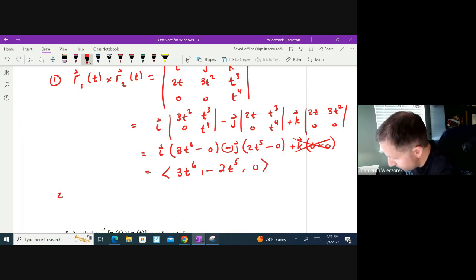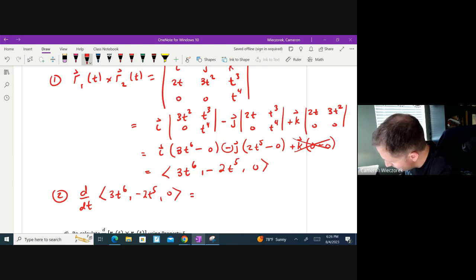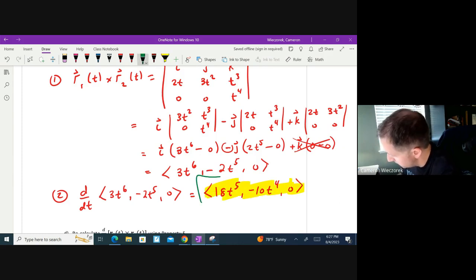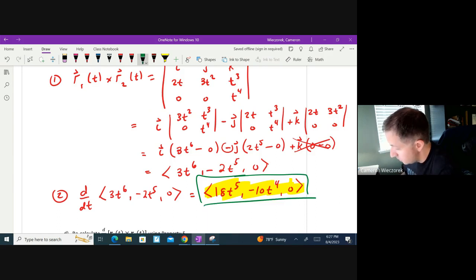And taking the derivative, so d/dt of that vector, 3t to the 6th, negative 2t to the 5th, 0. Taking the derivative component by component would be 18t to the 5th, negative 10t to the 4th, 0. So that would be the derivative of the cross product done directly. A little bit more work than the dot product.